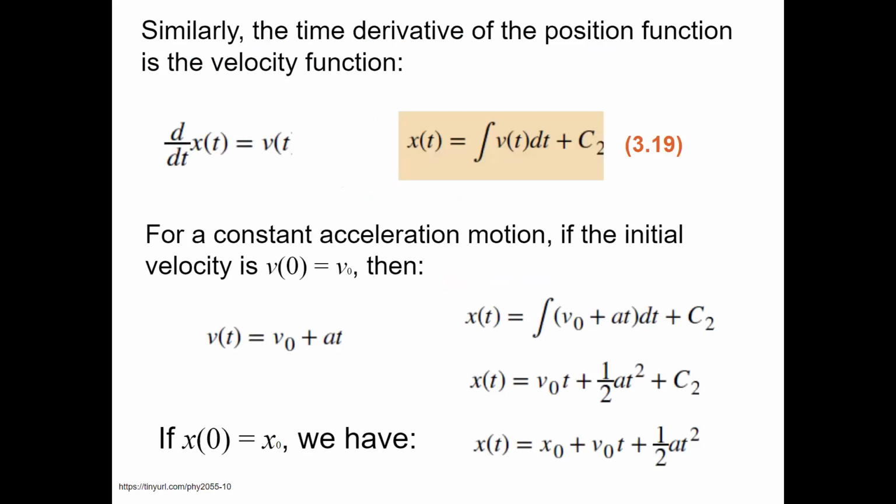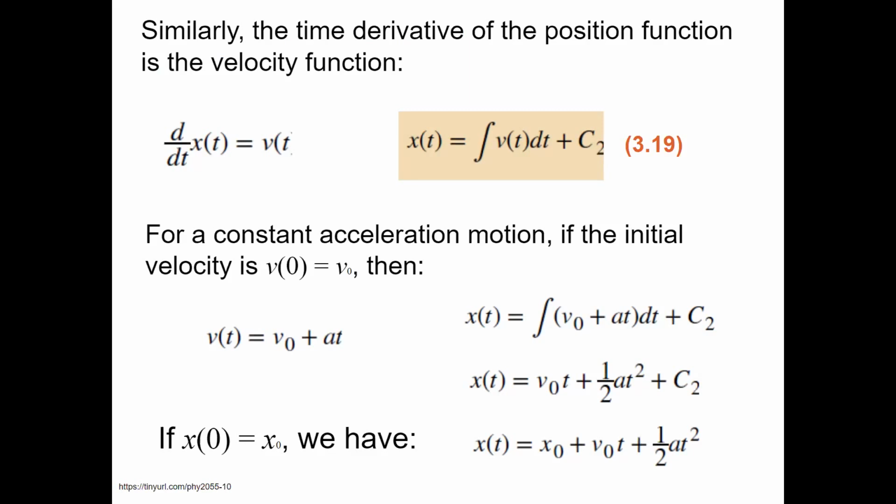Once you have that, you can further solve for the position as a function of time, okay? Because if you do time derivative of position, it gives you velocity. Then just do integration on both sides. On the left-hand side, you'll have just the position as a function of time t, and that is equal to the integration of velocity with respect to dt, plus a constant number, again a different constant number. But if you are given the initial condition, then you should be able to solve for this, okay?